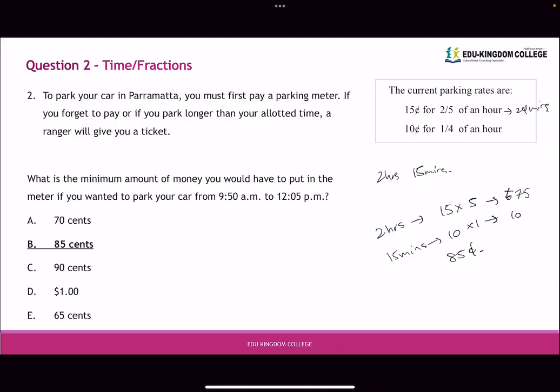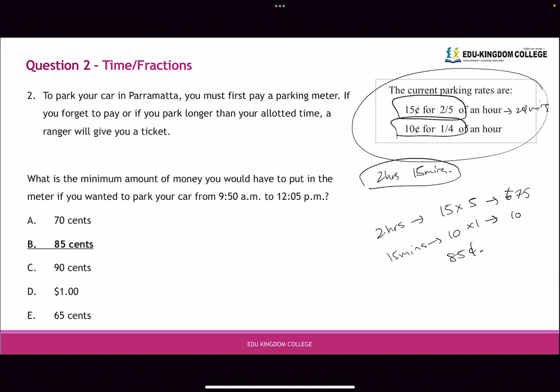Now, question 2. So if you're parking in Parramatta, you have these rates that you see on the right. Okay, and so you're parking from 9:50 to 12:05, and that is 2 hours and 15 minutes. Now, we're trying to find the minimum amount that we want to pay. And so how we can do that is, this is actually a cheaper rate than this, okay? And so what we want to do is we want to use this as much as we can.